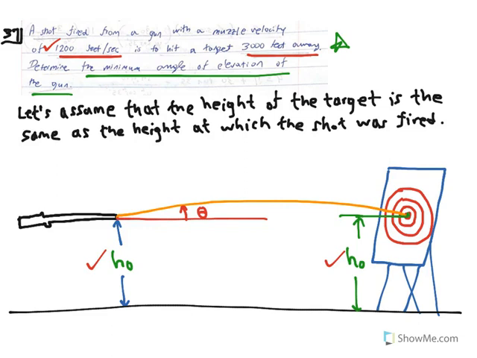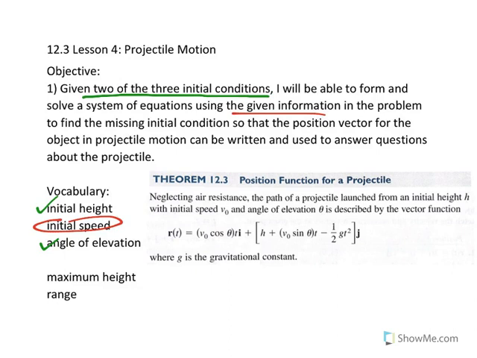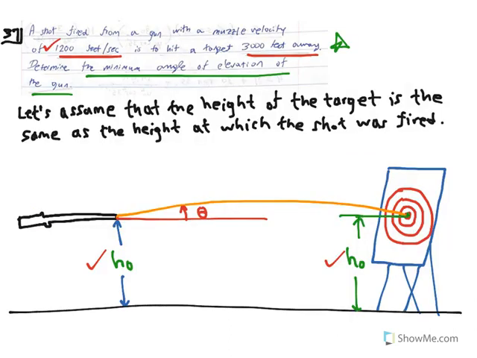So let's read the problem again. A shot fired from a gun with a muzzle velocity of 1,200 feet per second is to hit a target 3,000 feet away. Determine the minimum angle of elevation of the gun. So going back to our objective, given 2 of the 3 initial conditions, you'll be able to form and solve a system of equations using the given information in the problem to find the missing initial condition. So similar to what we did for number 27, we will use the given information to write a system of equations.